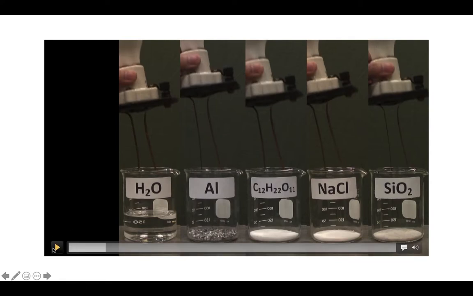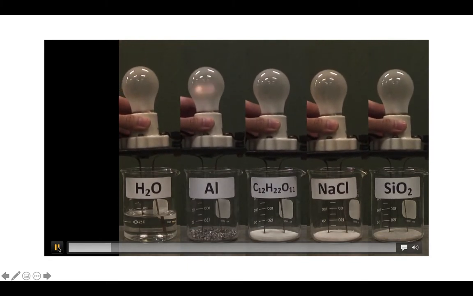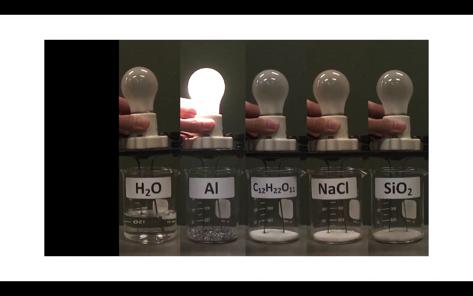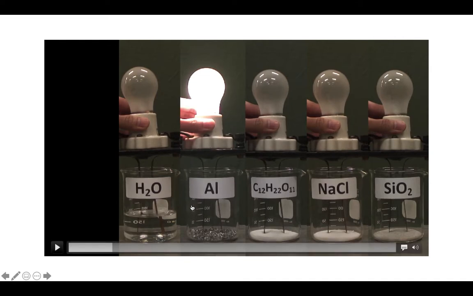So let's allow the gentleman to pop his electrodes in and we'll see if the circuit is complete. In this case, the only light that came on was the one for aluminium.